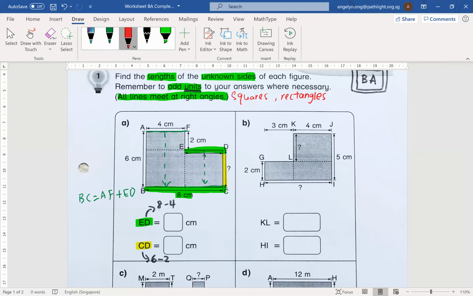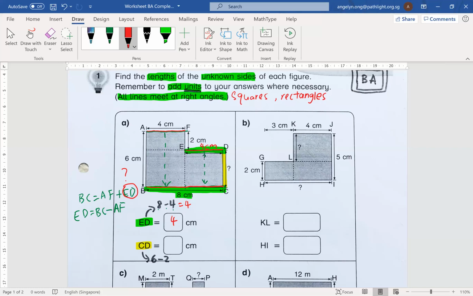So what do we need to find? We are finding ED, right? This is our question mark. So I can say that ED is equal to BC minus AF. That's why the working over here is written as 8 minus 4. And what is 8 minus 4? 4. So ED is 4 cm. So you can see that this 4 cm of ED, plus AF, which is also 4 cm, add them up, will equal this whole line here, BC.